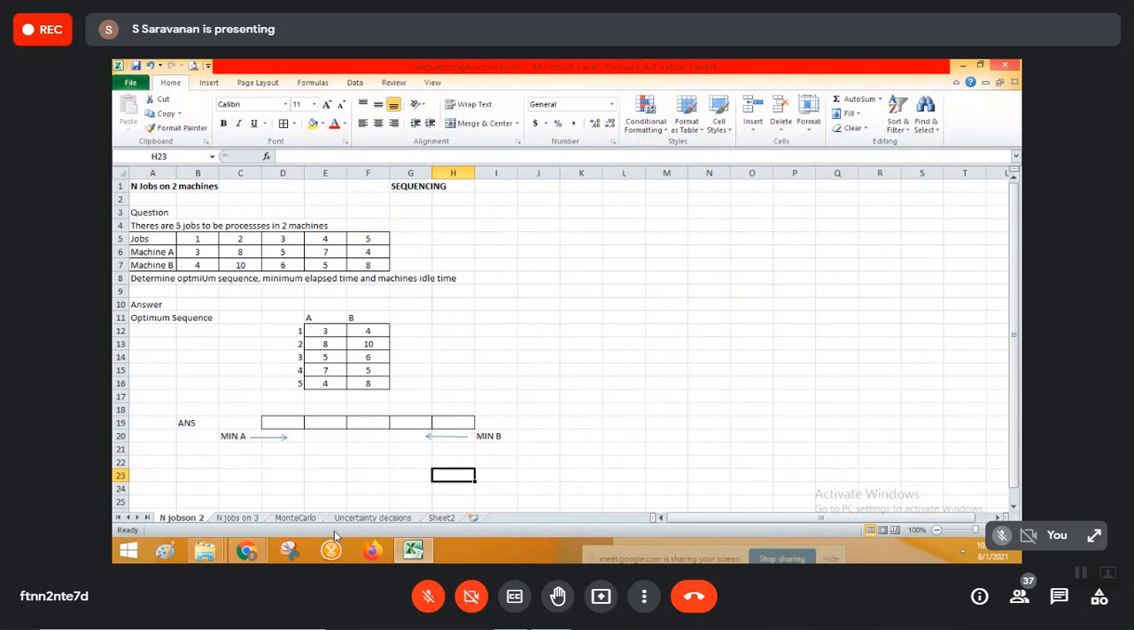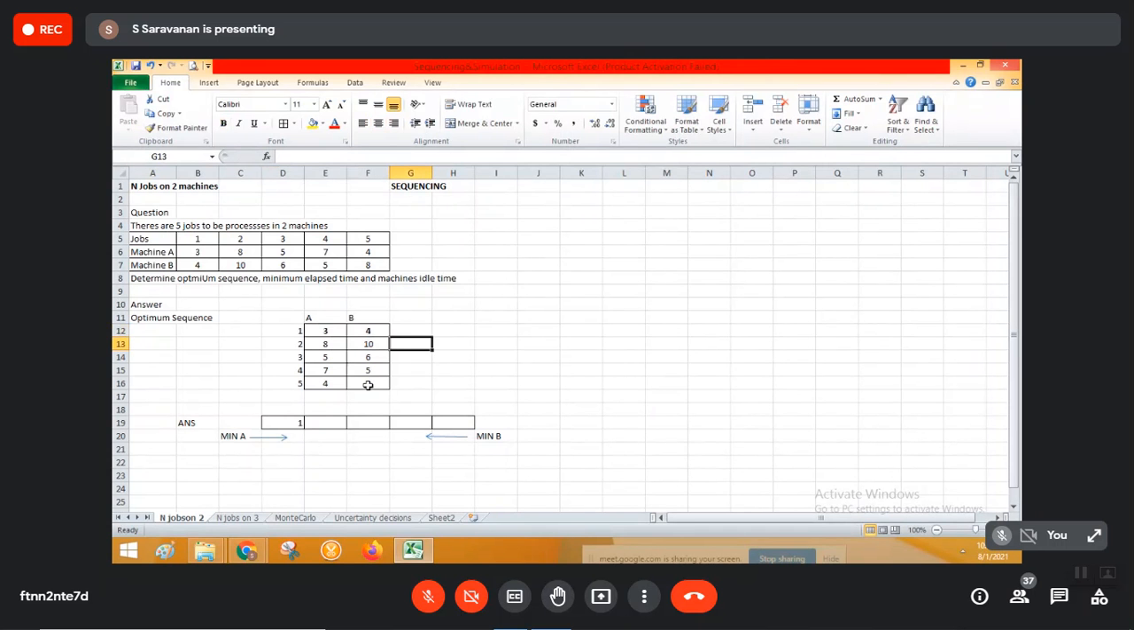Of these 10 numbers, the minimum is 3. In which machine is 3? Machine A. So we should start from this position. So activity number 1 goes right here. So this activity is completed. Once you have taken a number, that activity is used.